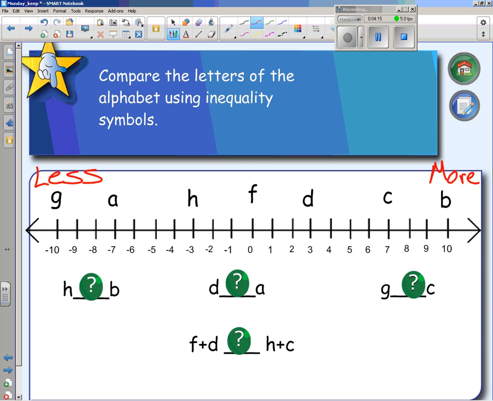My first example involves the letters H and B. Let's find H and let's find B. We need to ask ourselves, is H to the left of B or is it to the right of B? In this case it's to the left of B. Therefore, H is less than B. Don't forget your inequality symbol, the alligator. Rawr. The alligator wants the bigger number, so H is less than B, so the alligator eats B.